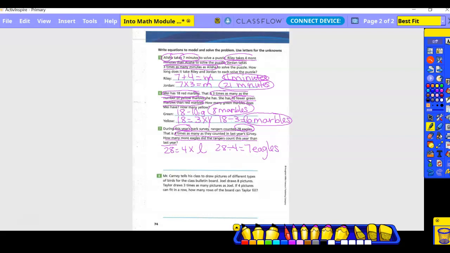Okay. Now what am I going to do to find the difference between last year's and this year's? I just used the word difference. Difference is what? Subtracting. So what was this year's number of equals? 28 minus last year's, which is 7. So what is 28 minus 7? So 21 equals.